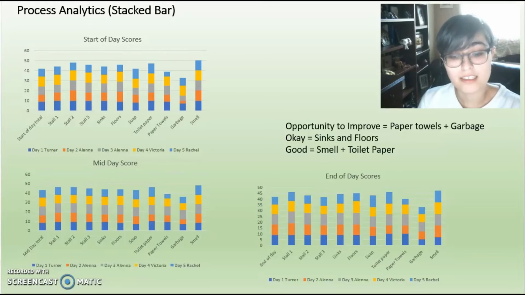Heading into analytics, we found that sorting the information was a bit tricky because there were so many data points. In this case, we used stacked bar graphs for each time of the day. However, a few general trends can be observed. The largest opportunities for improvement between all facilities were paper towels and garbage. Sinks and floors rated decently, and smell and toilet paper had the highest scores.